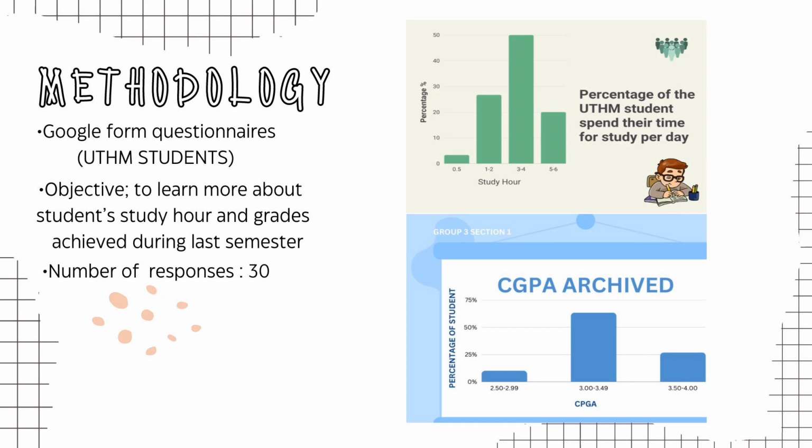Next, we move to the report methodology. Our objective is to learn more about UTHM students' study hours and grades achieved during the last semester. We used Google Form questionnaires to collect the data from UTHM students through social media platforms like WhatsApp. The number of responses we targeted was 30, and we achieved the target successfully.